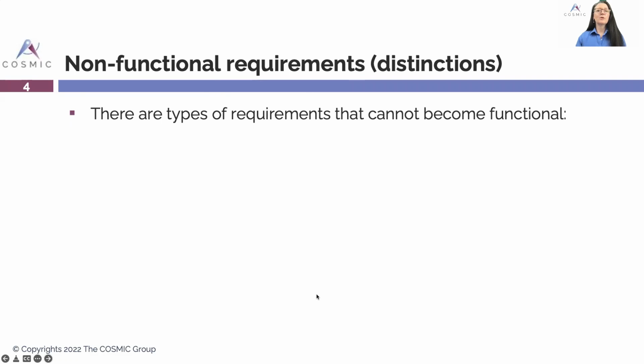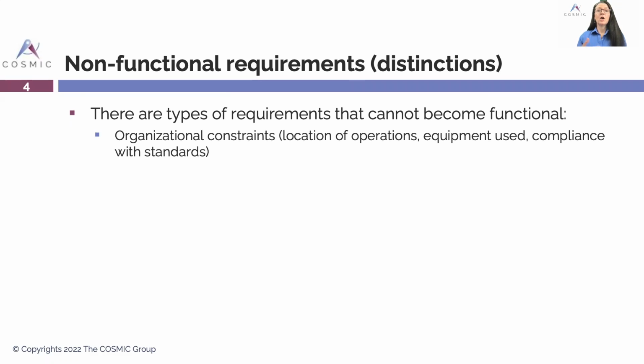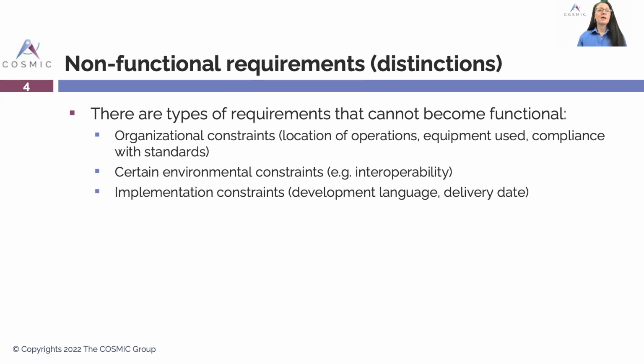Now, non-functional requirements have to be distinguished. There are types of requirements that cannot become functional, such as organizational constraints, location of operations, equipment used, compliance with standards, certain environmental constraints like interoperability, and implementation constraints like development language and delivery date.